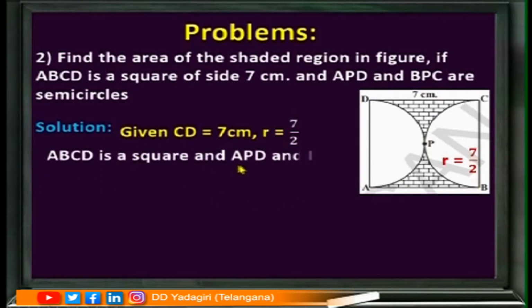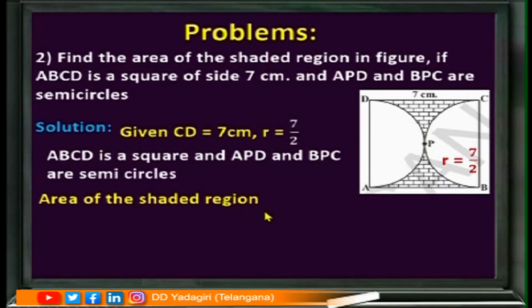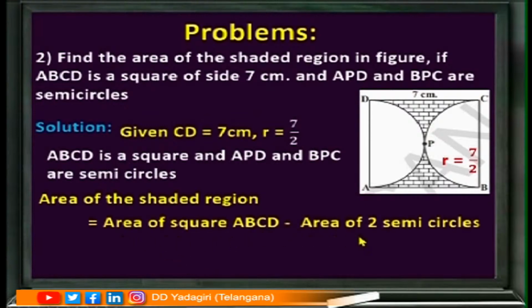ABCD is a square and APD and BPC are semicircles. Area of the shaded region is equal to area of square ABCD minus area of 2 semicircles. We know the area of a square formula is side into side, and area of 2 semicircles is nothing but the area of one circle, that is pi r square. Now, let us substitute the values here.